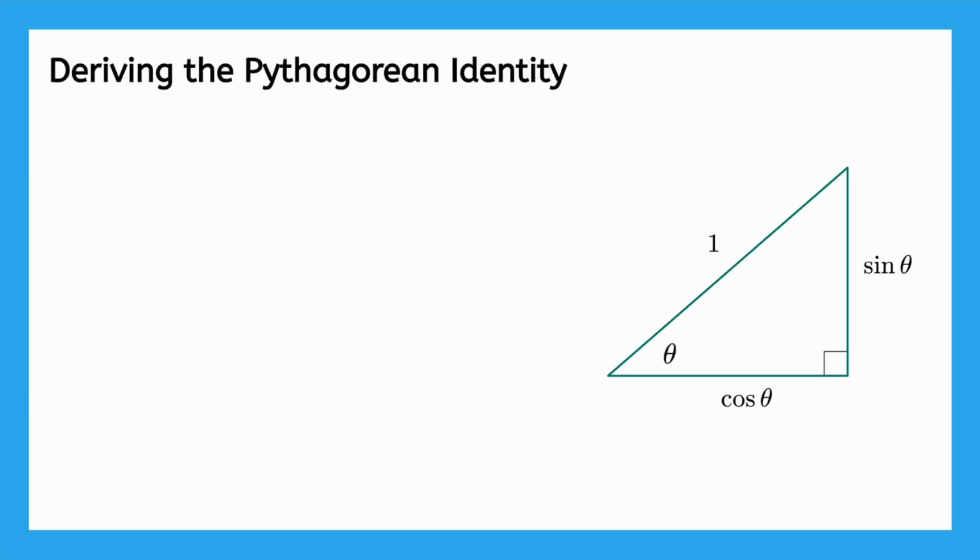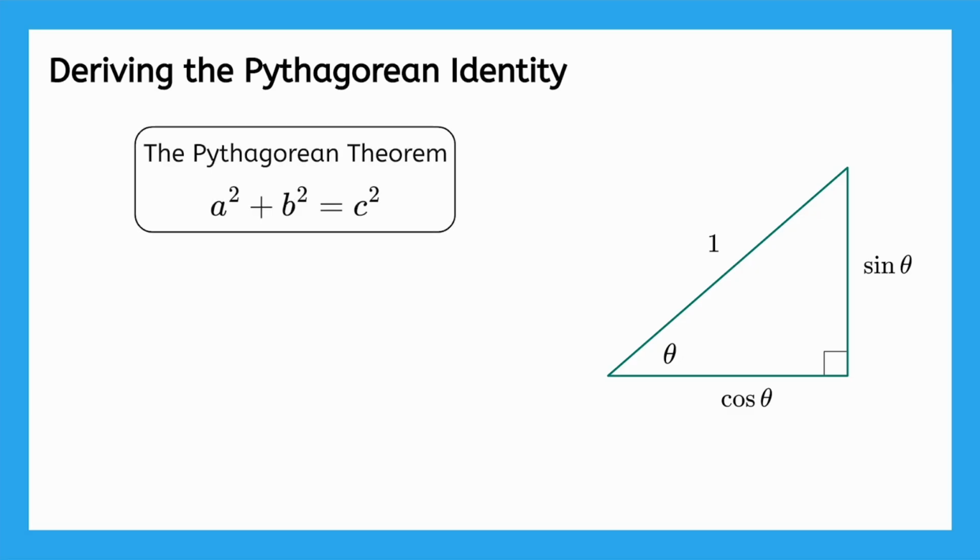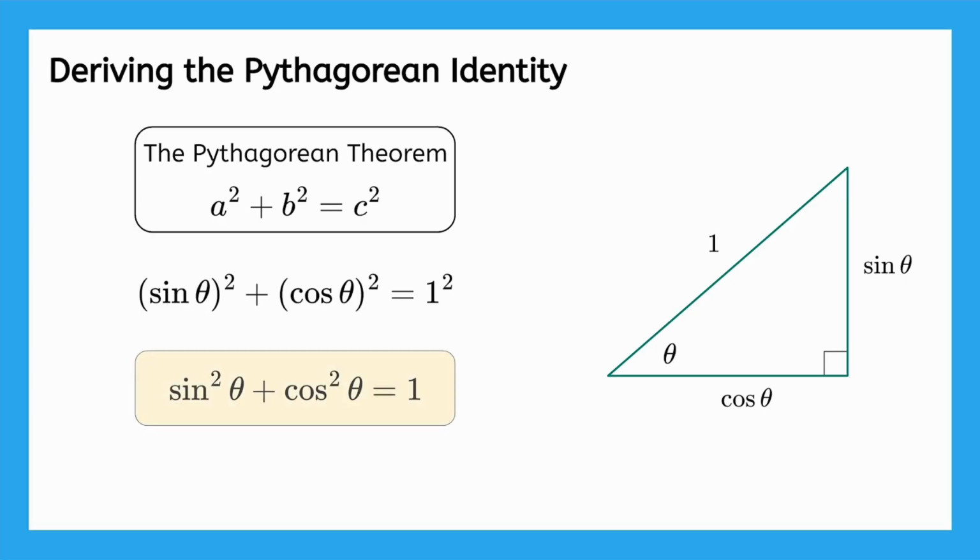And in any right triangle, the Pythagorean theorem tells us that the sum of the squares of the two legs equals the square of the hypotenuse. Using these lengths in the Pythagorean theorem results in sine of theta squared plus cosine of theta squared equals 1 squared. And there we have it, the Pythagorean identity. Sine squared theta plus cosine squared theta equals 1.